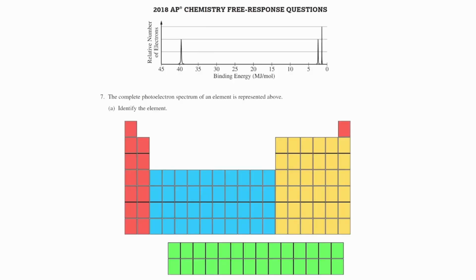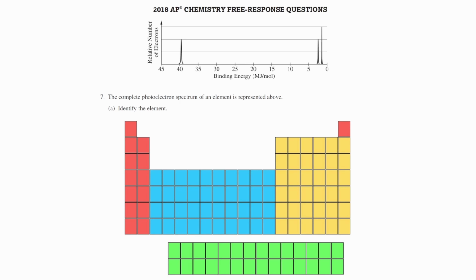Our first question comes from the 2018 AP Chemistry Free Response section. It's question number 7, and it says, the complete photoelectron spectrum for an element is represented above, and we are asked to identify the element. The colorful outline of a periodic table was not part of the question, but I've added it because it will help me to explain my thought process as I go through and answer this question.